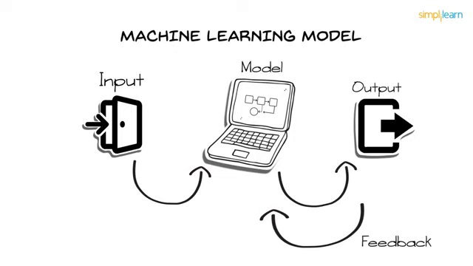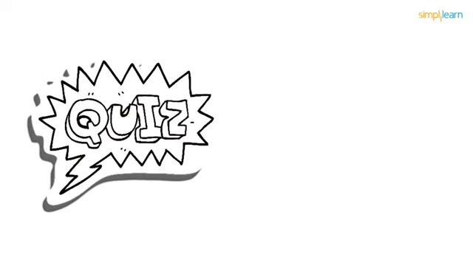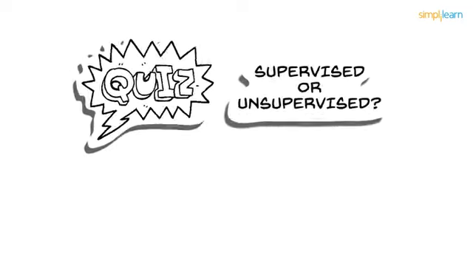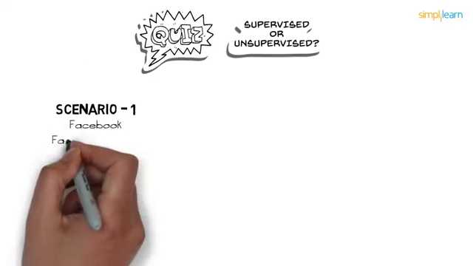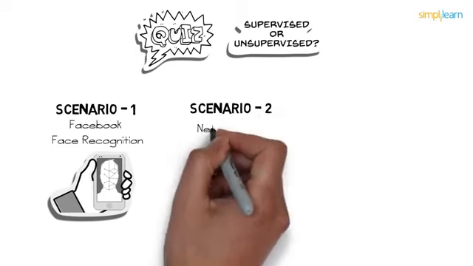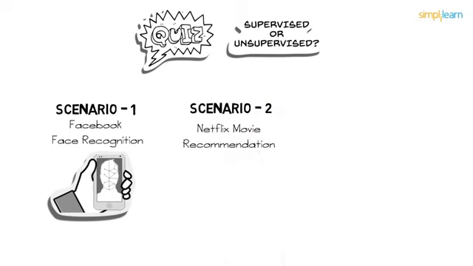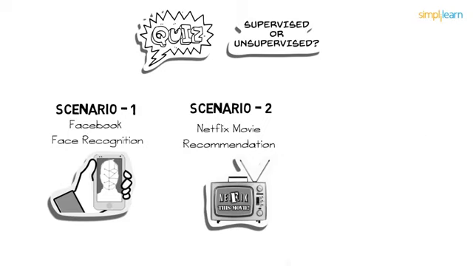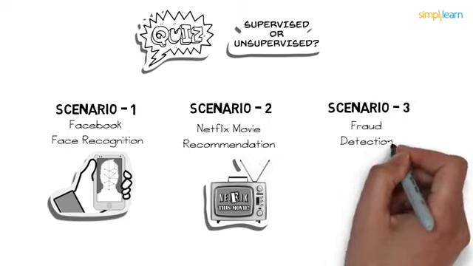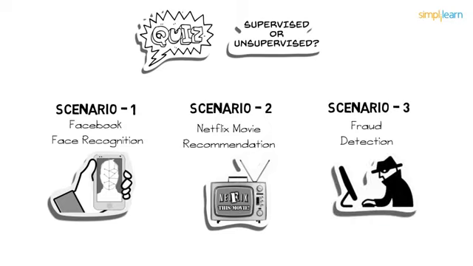I hope you've understood supervised and unsupervised learning. So let's have a quick quiz. You have to determine whether the given scenarios use supervised or unsupervised learning. Simple, right? Scenario 1. Facebook recognizes your friend in a picture from an album of tagged photographs. Scenario 2. Netflix recommends new movies based on someone's past movie choices. Scenario 3. Analyzing bank data for suspicious transactions and flagging the fraud transactions. Think wisely and comment below your answers.